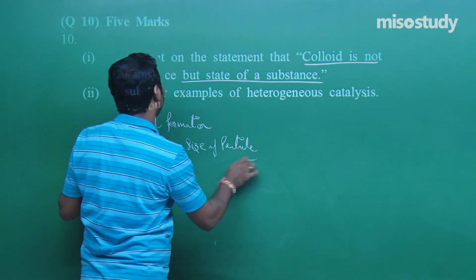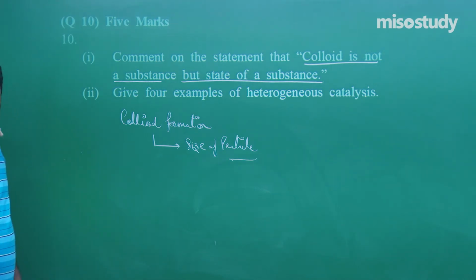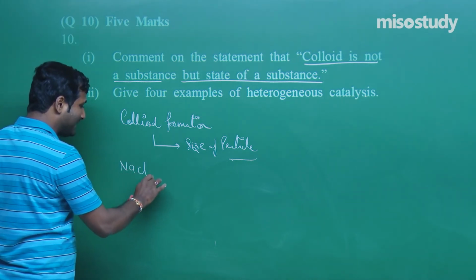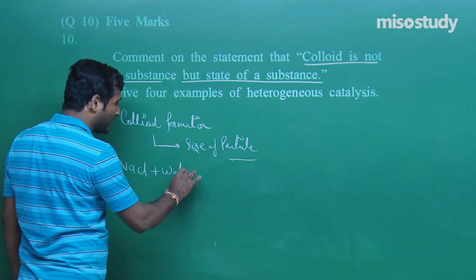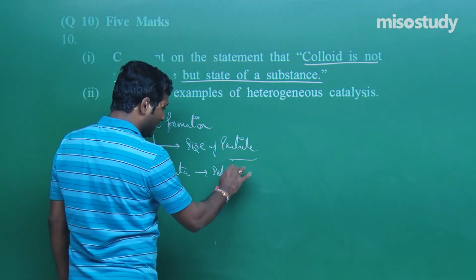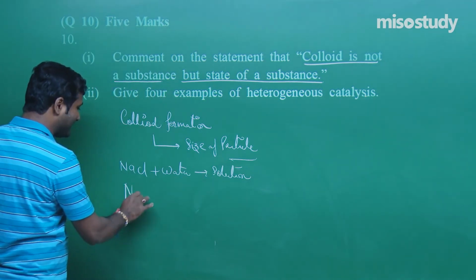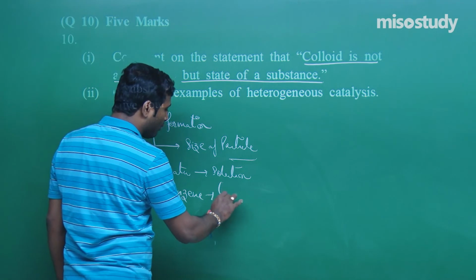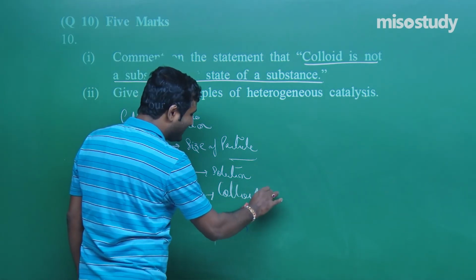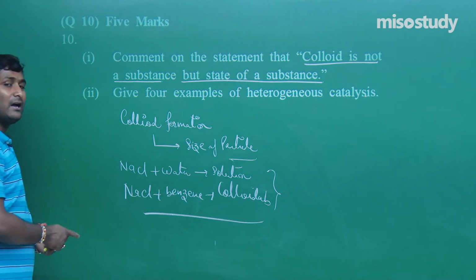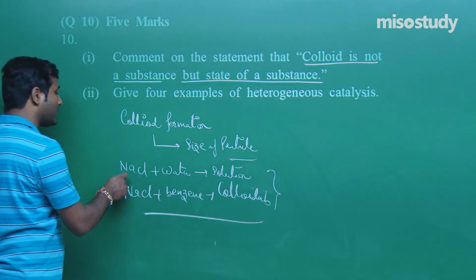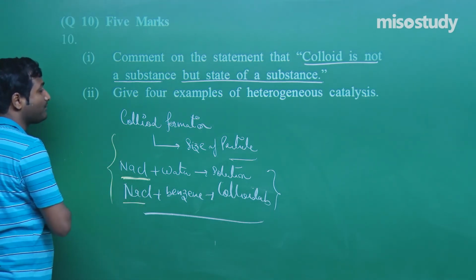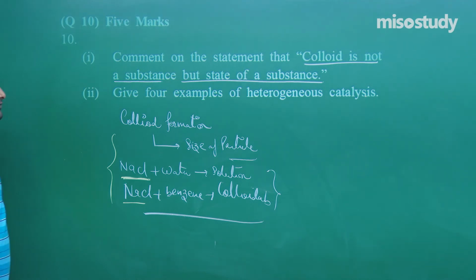It is not a substance. It is a state of a substance. For example, NaCl when dissolved in water forms a true solution, my friend. But when NaCl is dissolved in benzene, it forms a colloid. Clear to you? What does it mean? According to the number of particles, the shape and the size of the particle, it decides whether it forms a colloid or not.